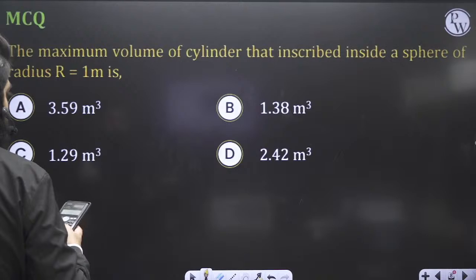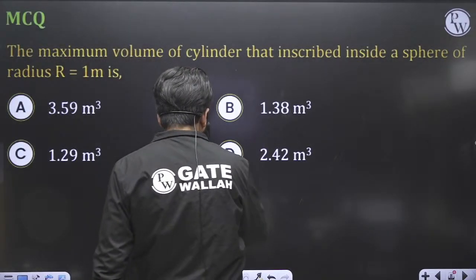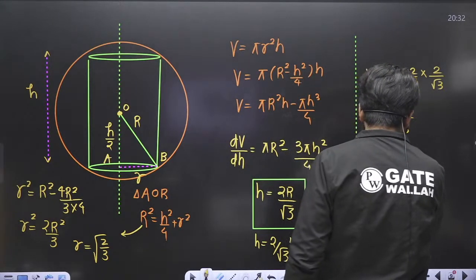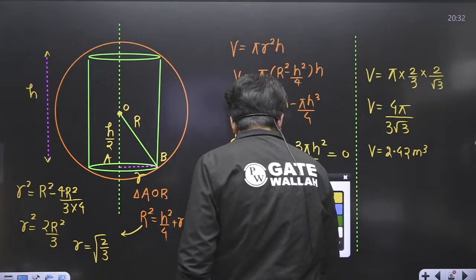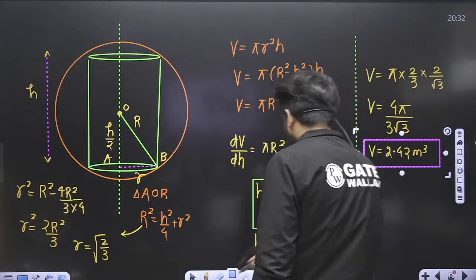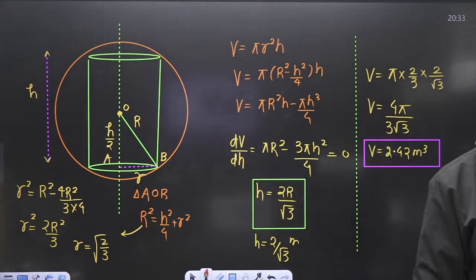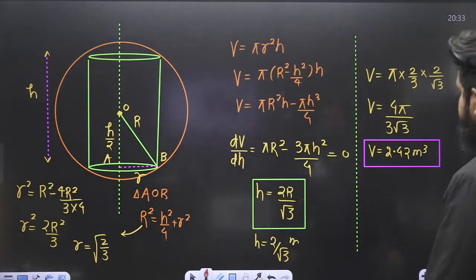So we are getting it as 2.418. So roughly 2.42 is the correct answer that we are getting. Okay, 2.41 meter cube. ठीक है? Everyone got the same answer? Fine. Okay. Perfect. Should we move on to the next question?